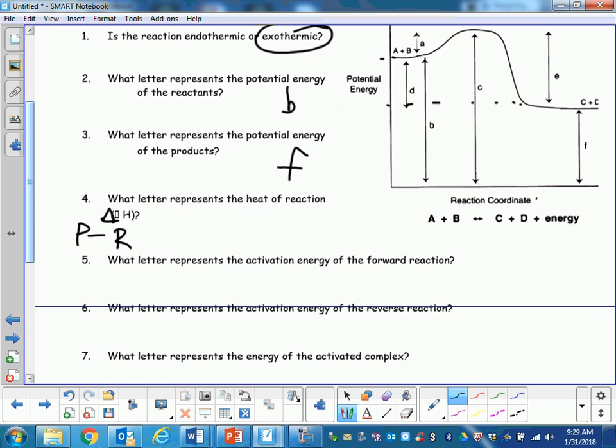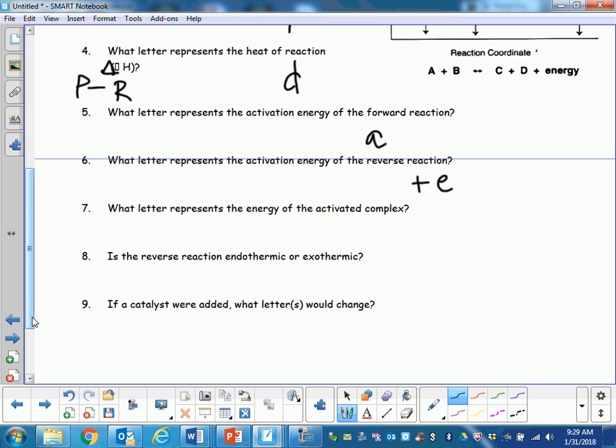All right? So which is the difference between these two? D. It's going to be D. What is the activation energy? A. A. What is the activation energy for the reverse reaction? Negative E. Negative E, very good. Well, activation energy is always positive. Heat of reaction is positive or negative. It's always the energy that you have to provide, so it is the energy going in, right? It is endothermic. In order to break bonds, it is endothermic.